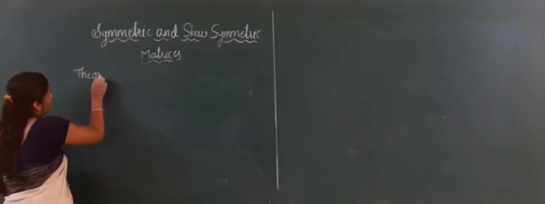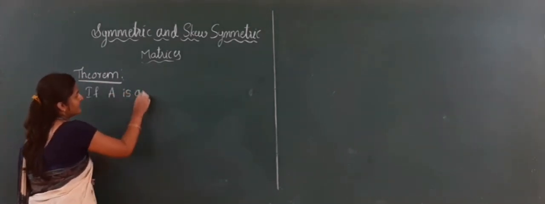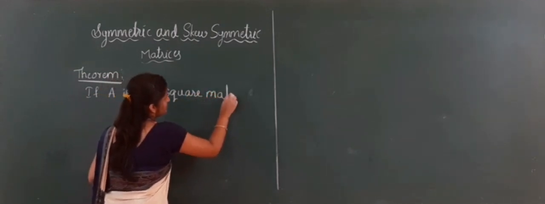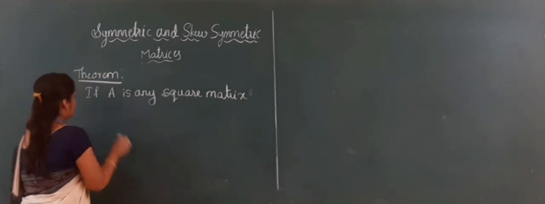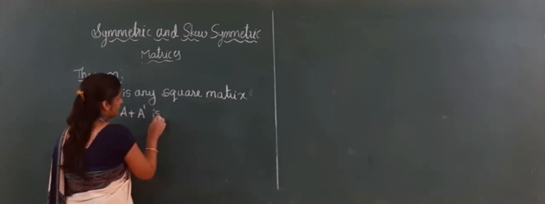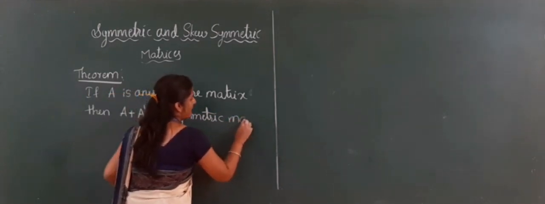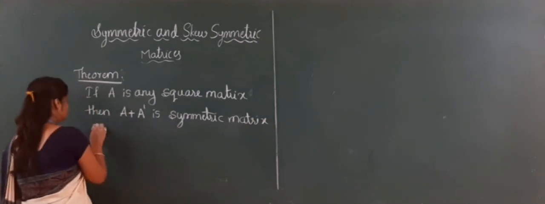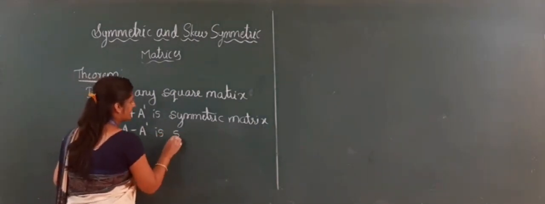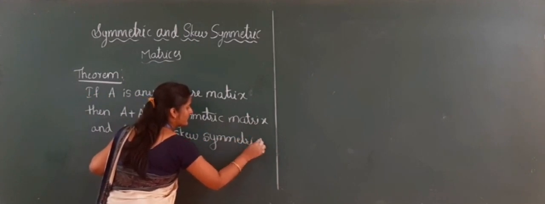So here there is one theorem. If A is any square matrix, then A plus A transpose is a symmetric matrix and A minus A transpose is a skew symmetric matrix.